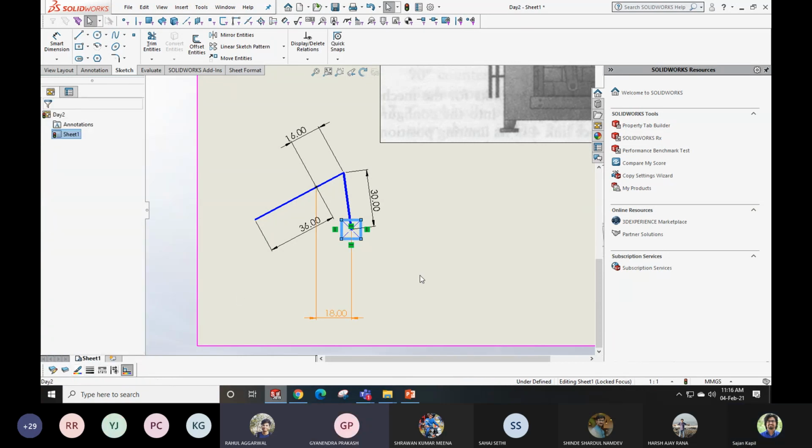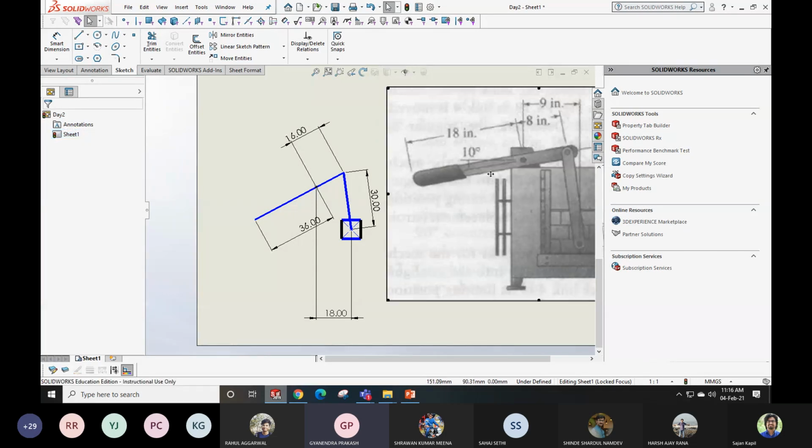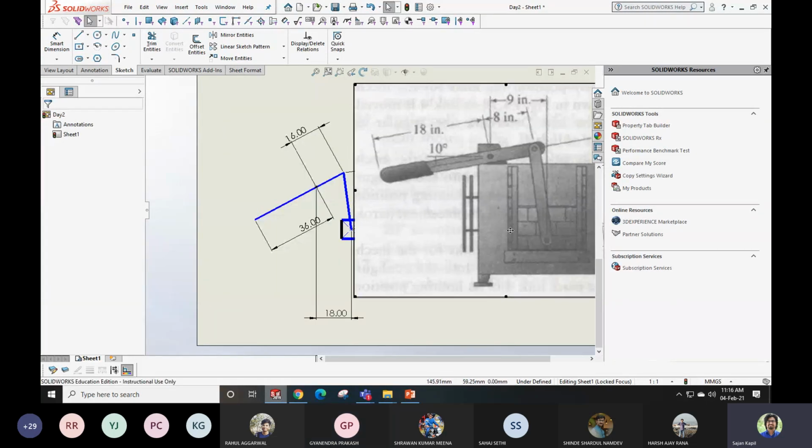So, I have a question. While drawing on paper, how can we assume any angle between that 15-inch link and that 18-inch link? The 15-inch link and the 18-inch link. No need to assume, it will constrain properly because this is going to... okay, fine, I got it.